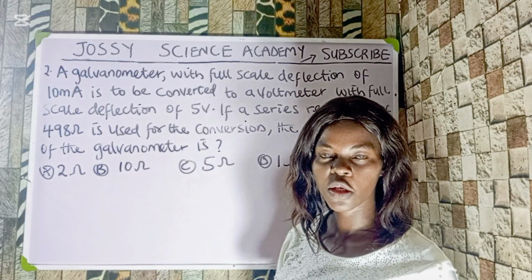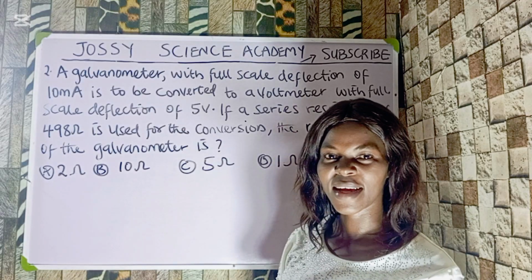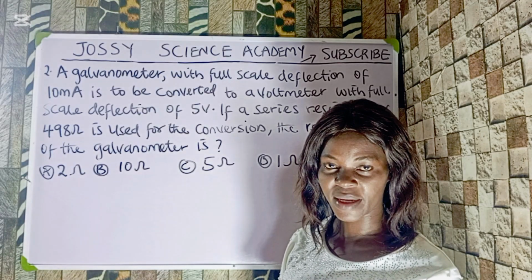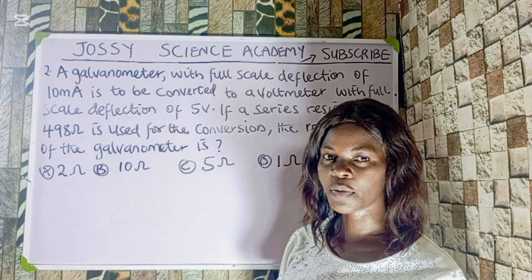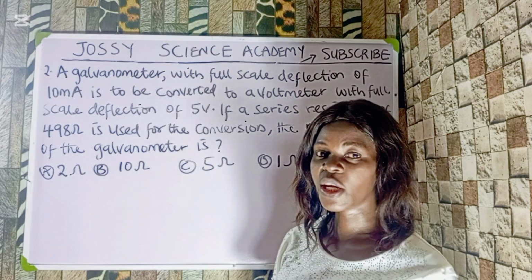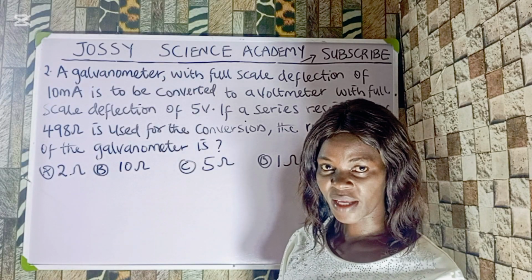In this question, we are trying to convert a galvanometer to a voltmeter, and we are going to use a high resistance wire called a multiplier, which must be connected in series with the galvanometer. In this type of circuit, the same current flows. Any current that flows through the galvanometer flows through the multiplier. Hope that is clear.